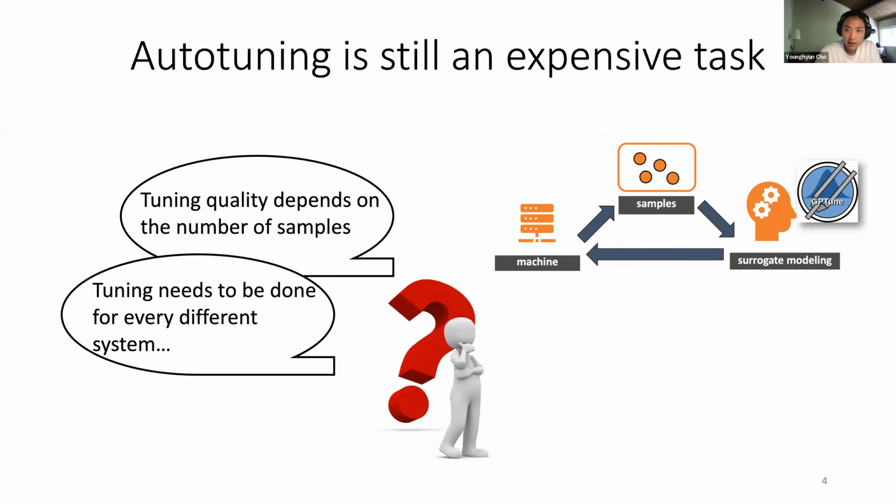Once we have more performance data samples available, we can further improve the surrogate performance model. This was nice, and we have applied GPTune to many interesting ECP tuning problems, but autotuning is still a very expensive task. The tuning quality depends on the number of function evaluations, but HPC or ECP applications are still very expensive to evaluate. In addition, autotuning also needs to be done for every different system. Users who are using different platforms need to run autotuning individually or separately. So this is very expensive.